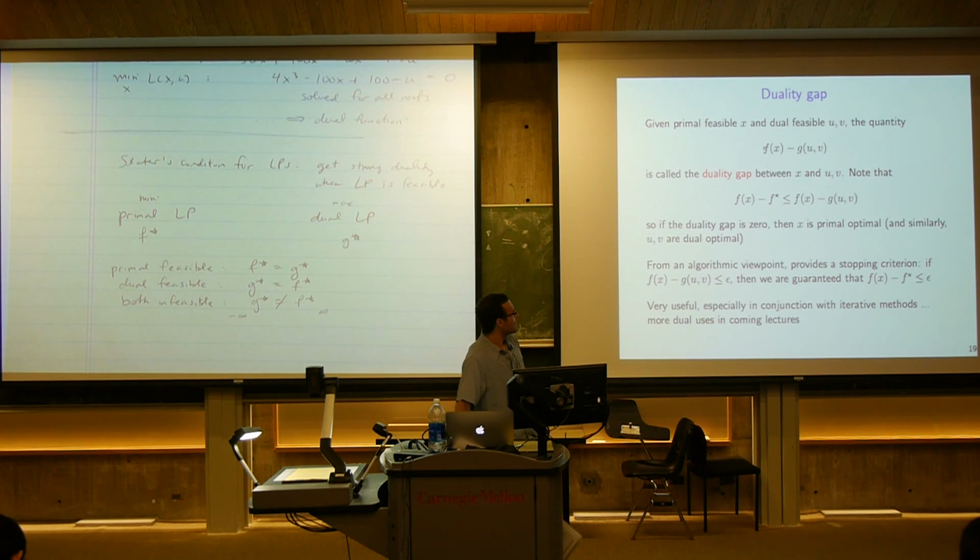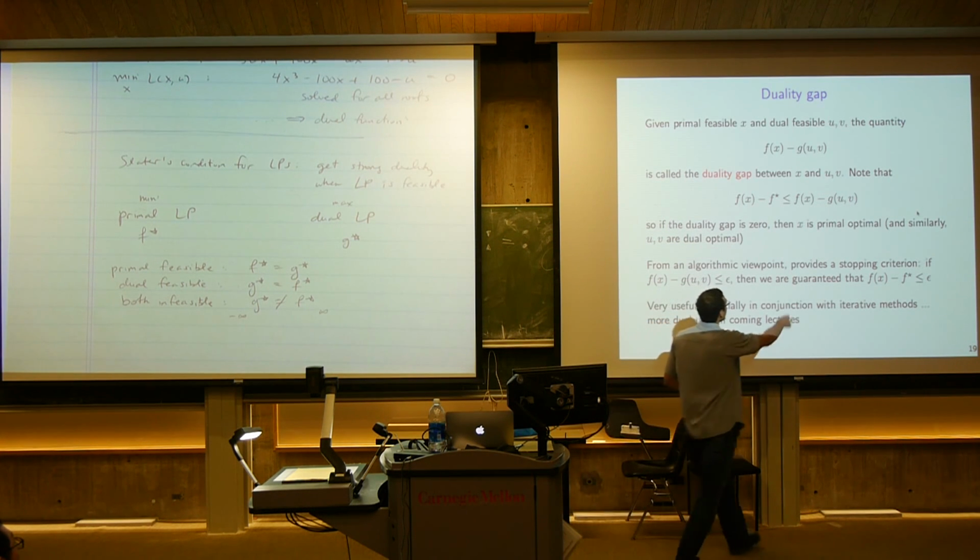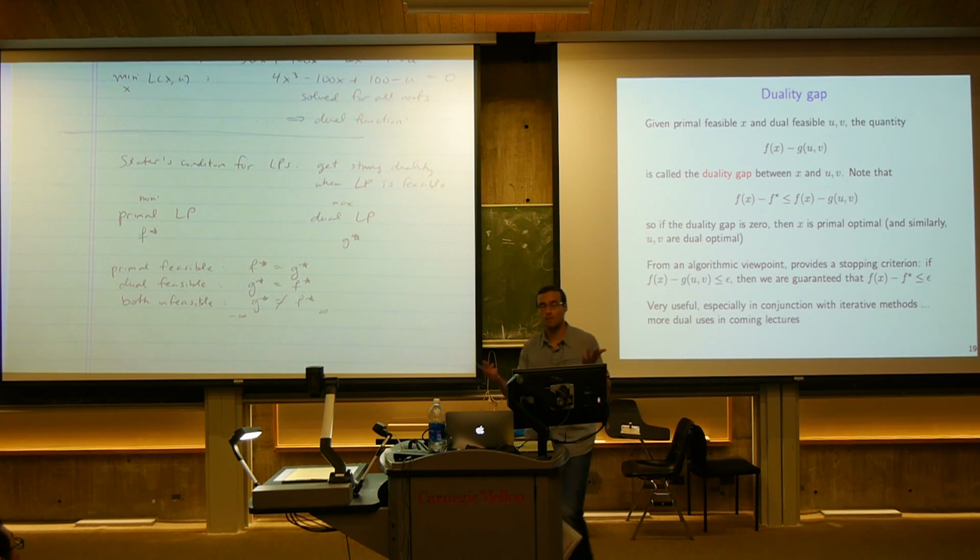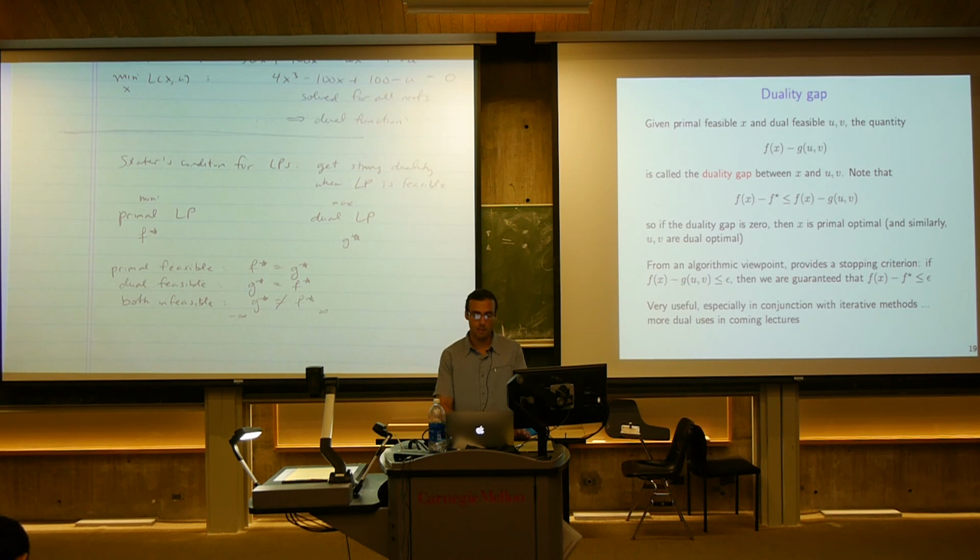And why is that useful? It's because the duality gap always upper bounds the suboptimality gap of the primal iterate x. Okay, f of x minus f star is always less than or equal to f of x minus g of u, v. Why? It's just because g of u, v is a lower bound on f star. So when you take the negatives, the inequality flips. That's it.